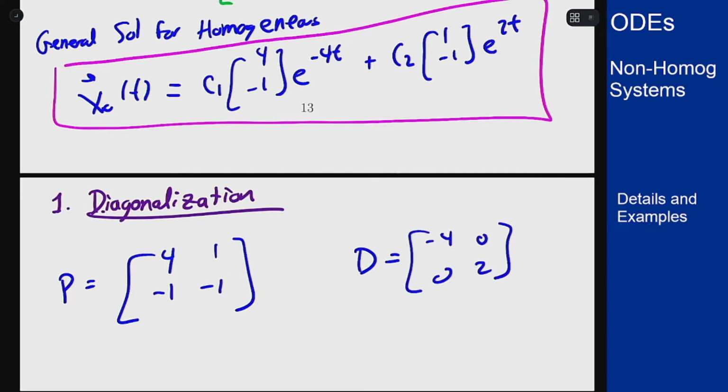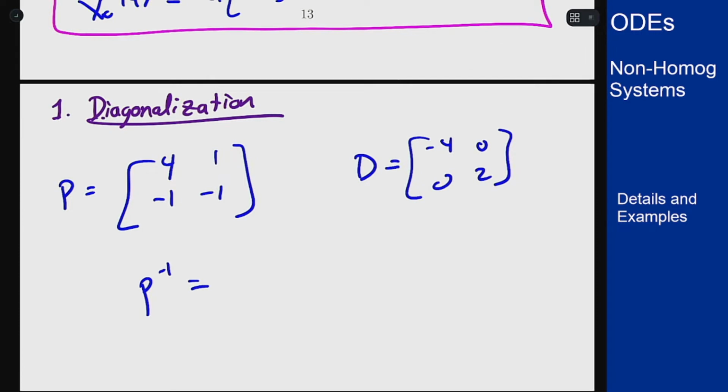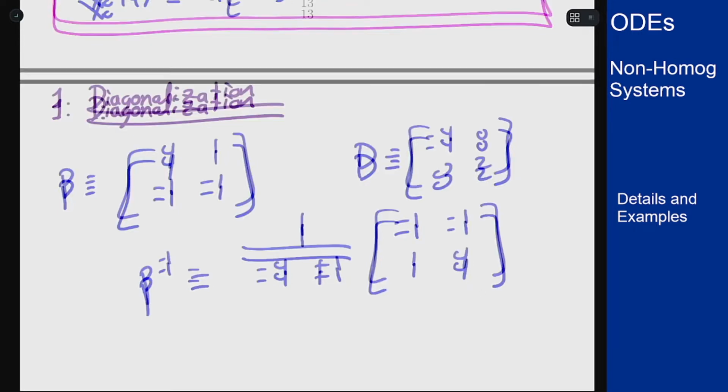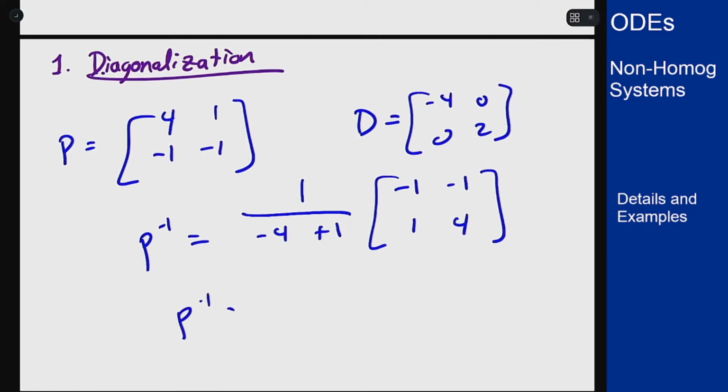We can also now compute P inverse, which is 1 over the determinant, flip the diagonal entries, negate the off diagonals. This will be a -1/3 in front. So P inverse is going to be 1/3, 1/3, -1/3, and -4/3. Minus sign on that 4/3 there. With all this, we can now go about solving our problem.